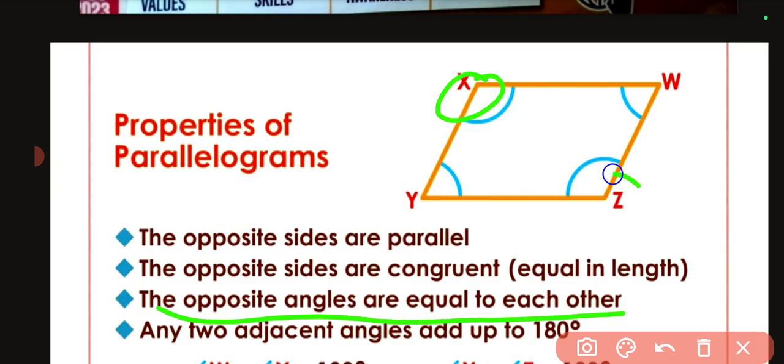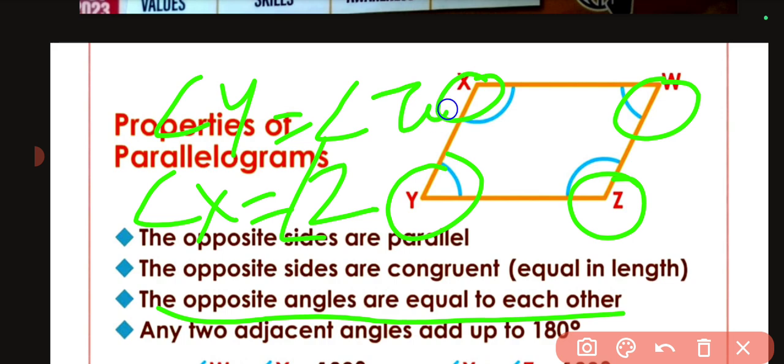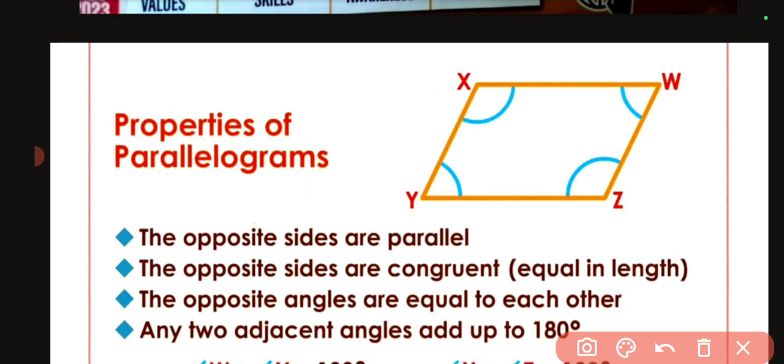Now third point is the opposite angles are equal. X is opposite to z, so angle x is equal to angle z, and angle y is equal to angle w. Clear?